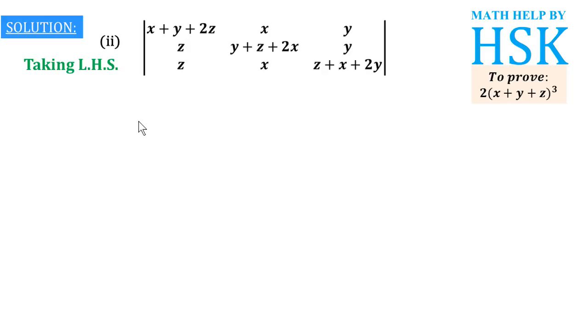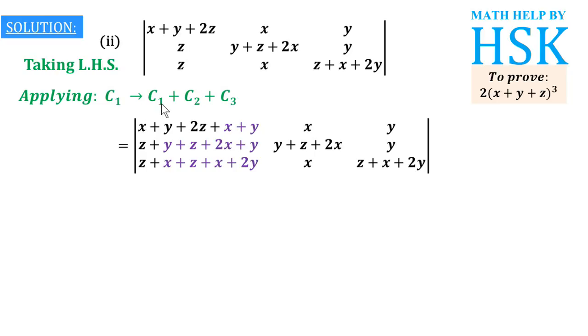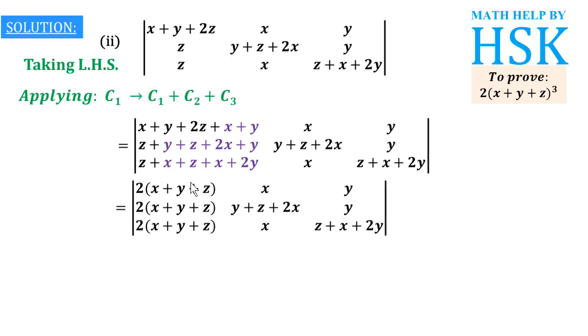Using this analysis of the determinant, I'm going to apply the property that C1 is changed to C1+C2+C3. So on adding the elements of columns 2 and 3 to the elements of column 1, I'm going to get x+y+2z+x+y, z, y+z+2x+y, z, x, z+x+2y, and columns 2 and 3 as they are. On adding, I'm going to get 2(x+y+z) for all the three terms in column 1. This 2(x+y+z) can be taken common.